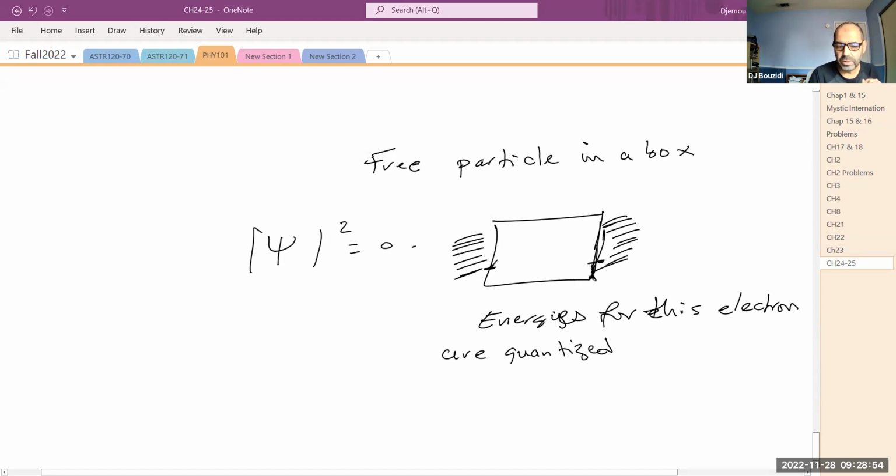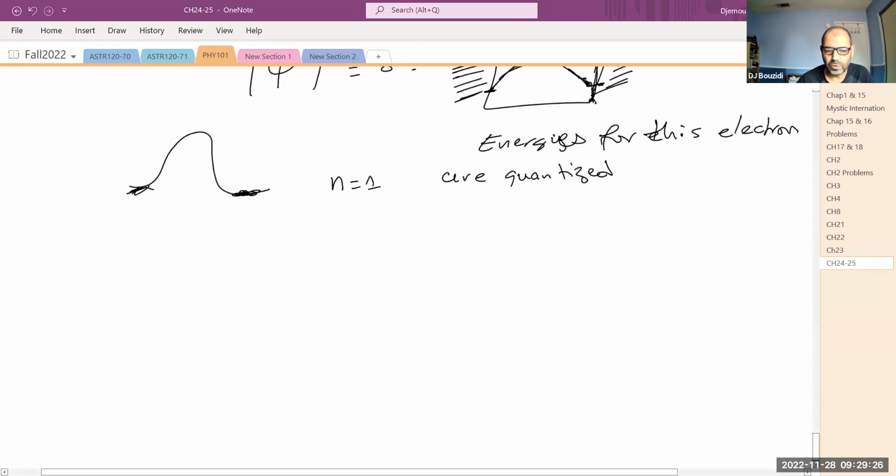The fundamental energy level will correspond to a wave function that has two nodes at the ends, and an empty node in the middle. If you square it, it's going to look like this. It drops to 0 at the boundaries, and it has a peak in the middle. And the probability of finding the electron, at least for the n equals 1 energy level, is going to be in the middle.